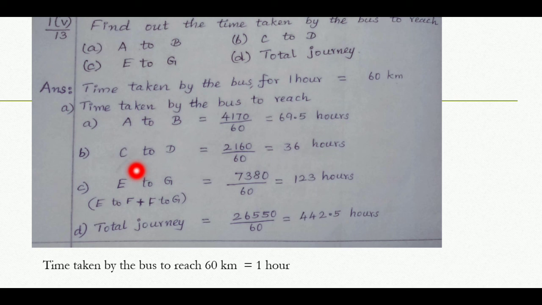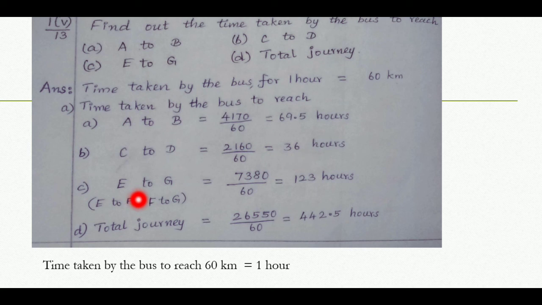Then from C to D, the distance is 2,160 and the speed is 60. So the time is 2160 divided by 60 is equal to 36 hours.